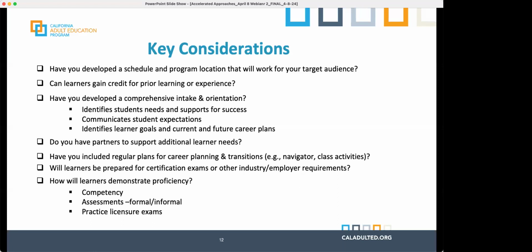And I'd like to highlight a couple, which is, can learners gain credit for prior learning or experience? It was the question that came up last time. It's really something to think about and needs to be incorporated into both your intake or your entrance requirement, or how you might be able to exit the program with some of those pieces. And lastly, how will learners demonstrate proficiency? Is it through competency assessments, practice licensure exams, or maybe all three? So being sure that you look at these key considerations as you build that curriculum. Next slide, please.